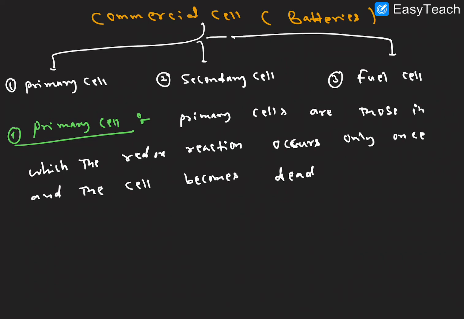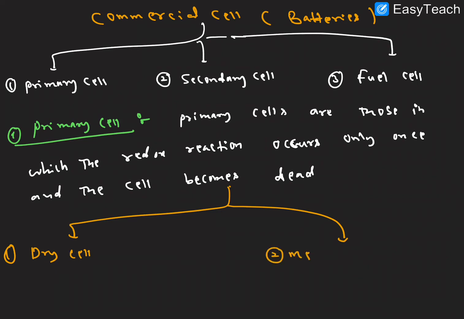Generally, there are mainly two types of primary cells that we use. The first one is the dry cell, and the second one is the mercury cell. I hope it is clear up to here. Right. Let me explain the dry cell.